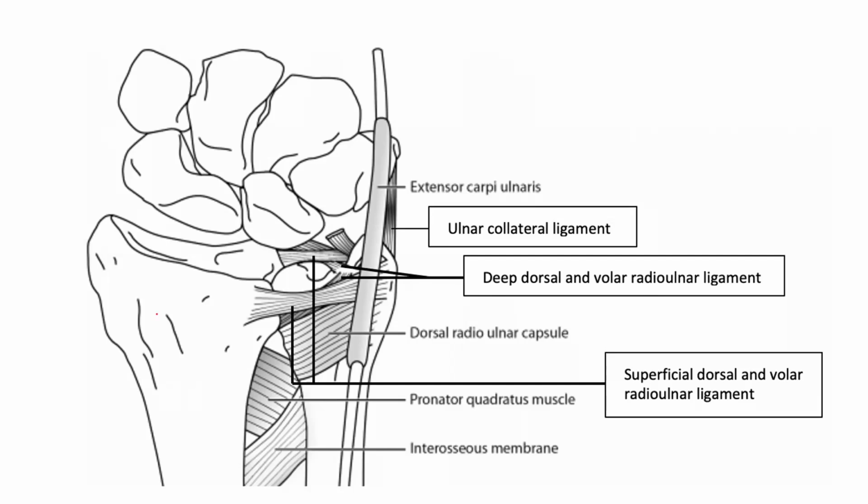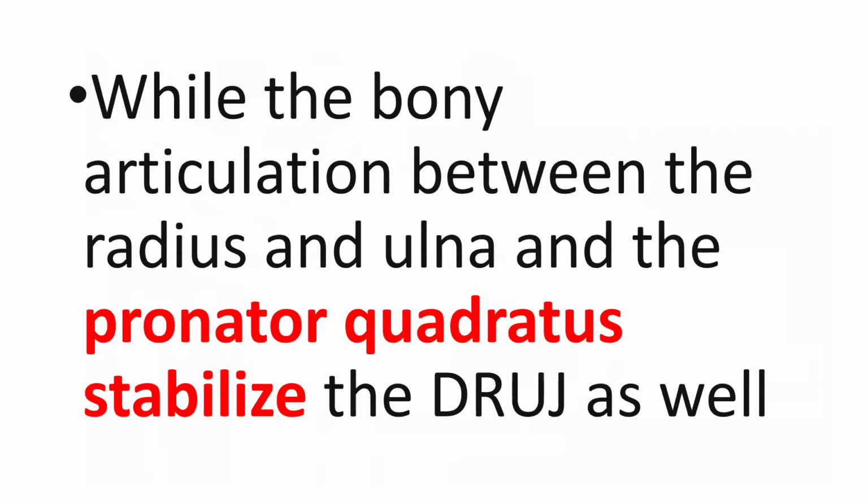You have the pronator quadratus muscle, and you have the interosseous membrane. All this you should be well acquainted with anatomic-wise. While the bony articulation between the radius and ulna and the pronator quadratus stabilize the distal radio-ulnar joint as well.